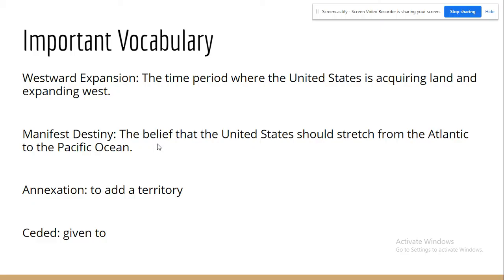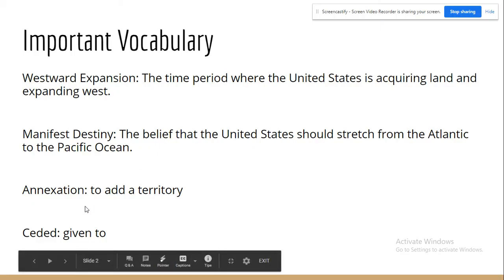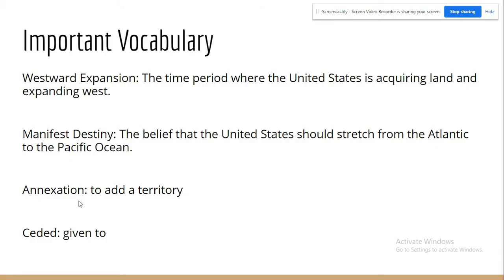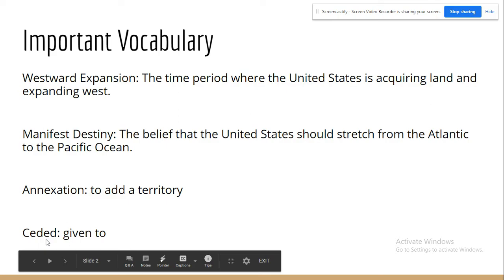A couple of other vocabulary words that are important to this lesson are annexation, and that basically just means to add a territory, and then ceded, or to cede something, basically means that you are giving something away or that you have been given something.